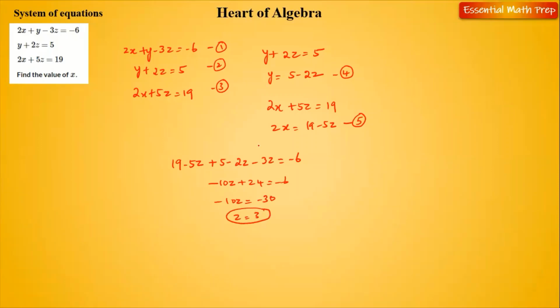We only need to find x, so we do not even need to worry about expression 4. We could go straight away to expression 5 and substitute for z. So 19 minus 5 times 3, so it'll be 4. So 2x equals 4, x equals 2, right?